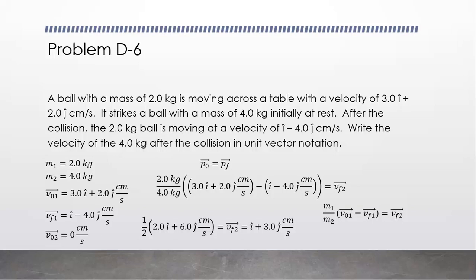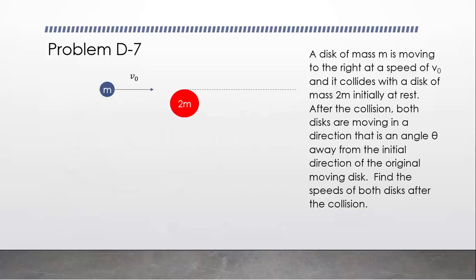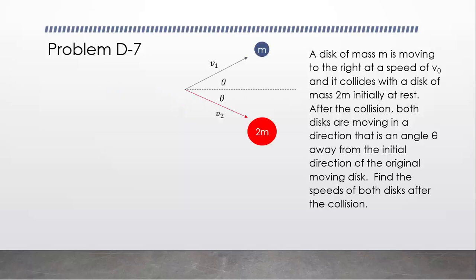We don't know. So the second problem I have is a disk of mass m moving to the right at a speed of v0, and it collides with a disk of mass 2m initially at rest. So here's what we have initially. After the collision, both of the disks are moving at different velocities. I'm going to call them v1 and v2, but they're moving in a direction that's an angle of theta away from the initial direction of the original moving disk. So these angles are the same. What I want to do is find the speeds of both disks after the collision, so figure out v1 and v2.